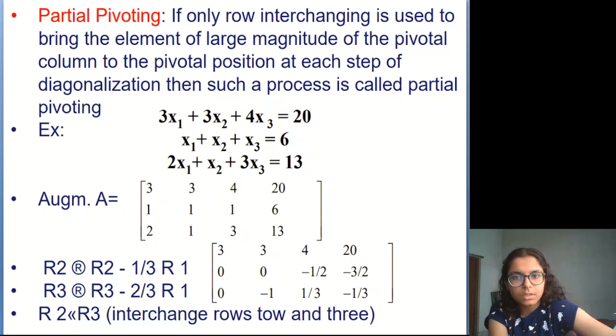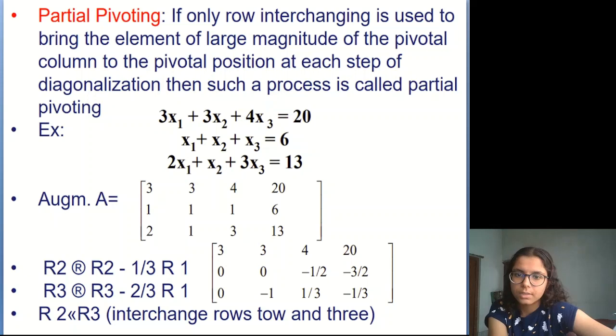And as it is written, if only row interchanging is used to bring the element of large magnitude of the pivotal column to the pivotal position at each step of diagonalization, then such a process is called partial pivoting.